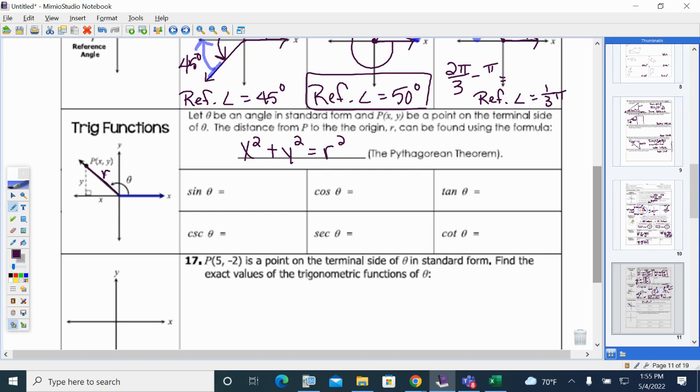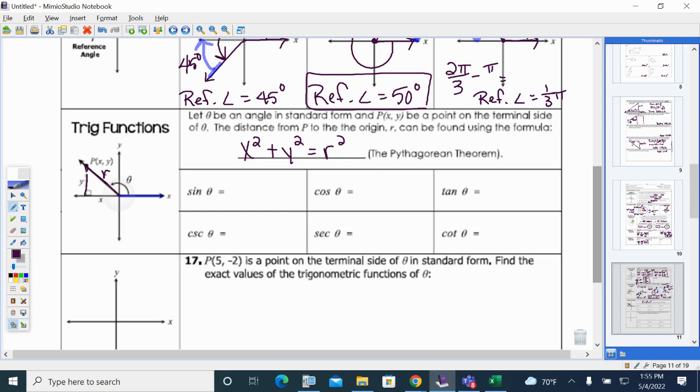And the distance, that radius, can be found by using a form of your Pythagorean theorem. Now, what's going to happen here is you're going to drop a perpendicular from that ordered pair down to your x-axis, and it creates a right triangle. So that's why this is referred to as your trig functions. So that vertical coming down to your x-axis creates a right triangle.